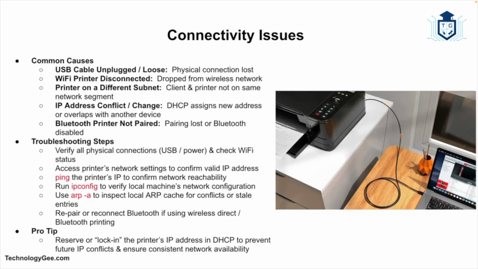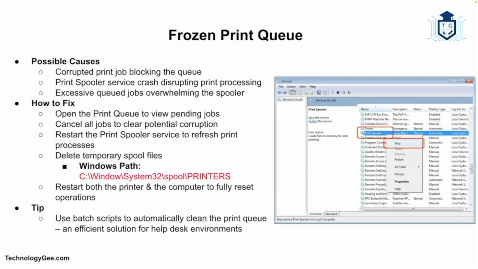So how do you fix it? You want to check your cables and Wi-Fi status. You want to ping the printer's IP address. You want to use ipconfig and arp -a to troubleshoot local network issues. And you want to re-pair the Bluetooth if using wireless direct printing. And as a real world reminder, you always want to reserve IP addresses for network printers via DHCP to avoid any future headaches.